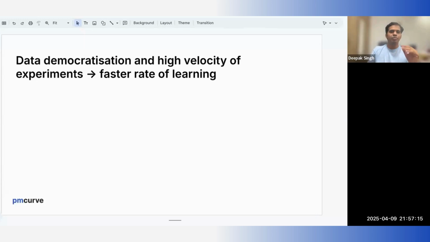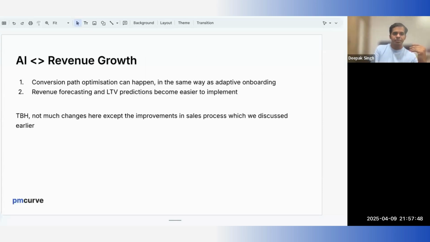And overall, this is what I'm most excited about, if you ask me, besides acquisition and activation, which is data democratization and high velocity of experiments can lead to a much faster rate of learning. If you are a PM who optimizes for learning about users, learning about market, this could be the best tool that is available to you, right? You can ship fast and everybody can see through data at all points of time very, very easily, which means you can get feedback from any place, right? So this is data.